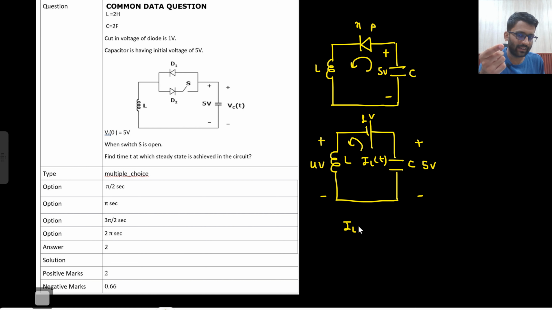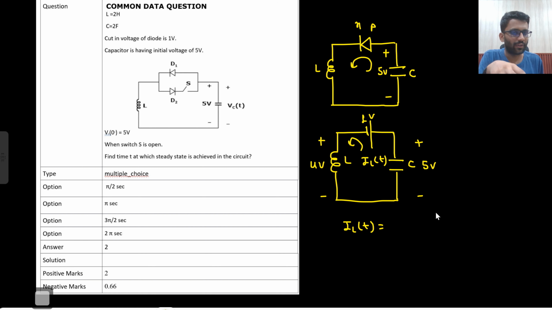So I can write down the ILT equation. What would that ILT equation be? There are 2 sources, 5 volt and 1 volt. Now what is the total voltage across the inductor? What is the initial current across the inductor? I told you how to write it intuitively. What is the initial current? 0. At steady state, what will be the current?